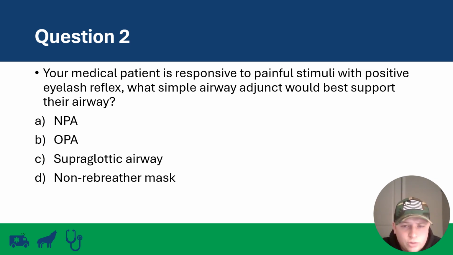All right. So you have a medical patient. They're responsive to painful stimuli with a positive eyelash reflex. What simple airway adjunct would best support their airway? All right. So they are responsive to pain, so I know they're not alert. So they're going to need some type of airway management. Positive eyelash reflex. So the eyelash reflex, when you rub their eyelash, the people will twitch their eyes if they have an intact gag reflex. So this patient likely has an intact gag reflex because those nerves are connected. So if I have someone who needs an airway adjunct and they have an intact gag reflex, I'm thinking NPA.